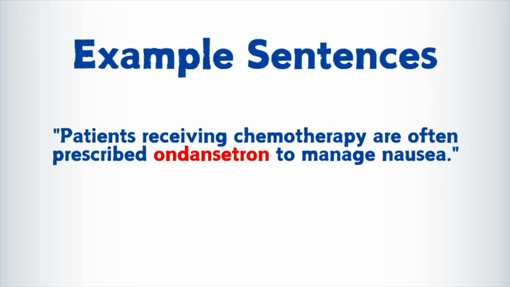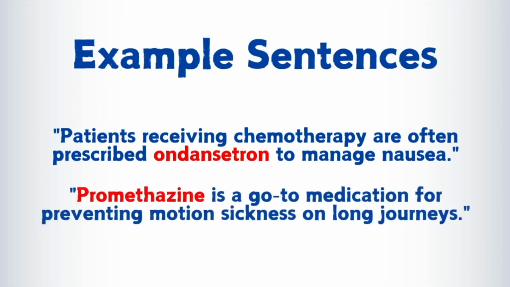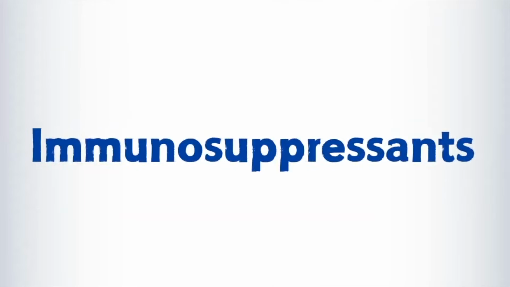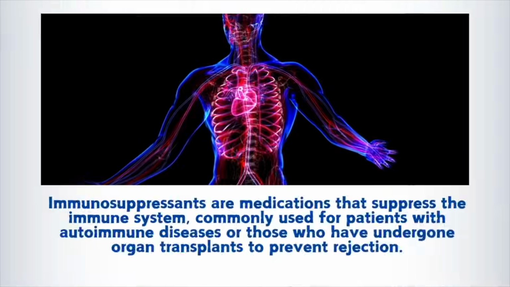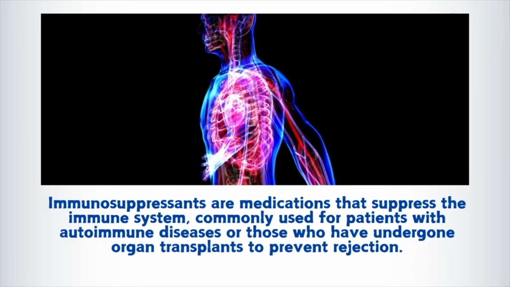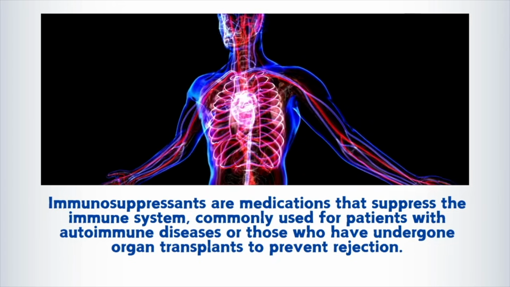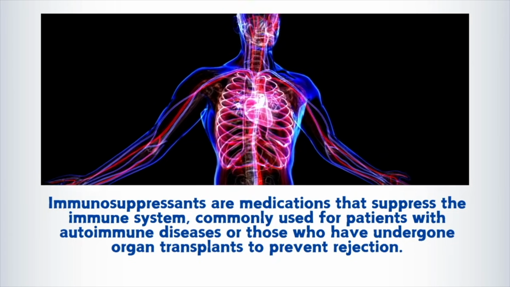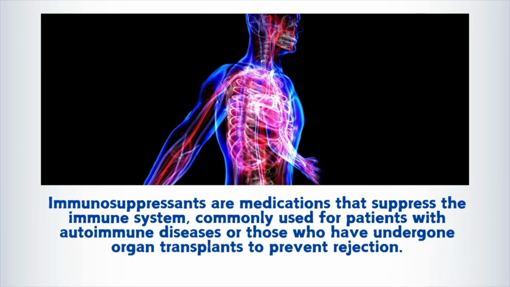Patients receiving chemotherapy are often prescribed ondansetron to manage nausea. Promethazine is a go-to medication for preventing motion sickness on long journeys. Our final category of medication is immunosuppressants. Immunosuppressants are medications that suppress the immune system, commonly used for patients with autoimmune diseases or those who have undergone organ transplants to prevent rejection.